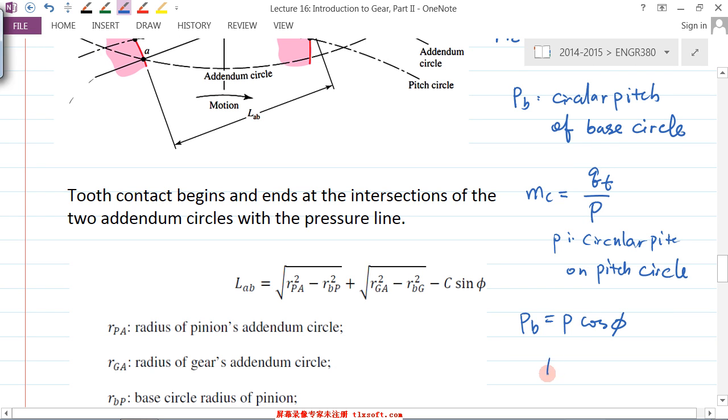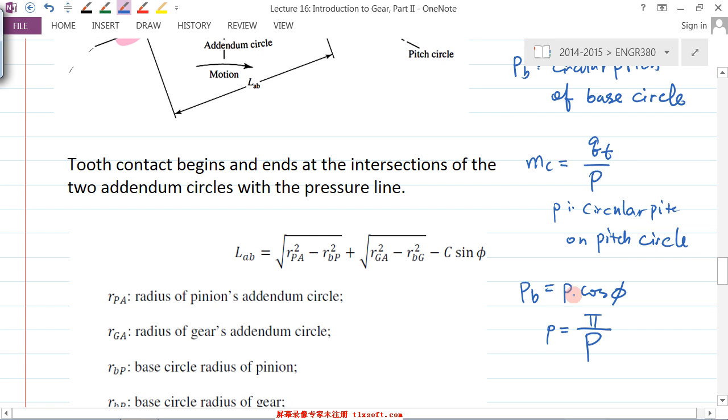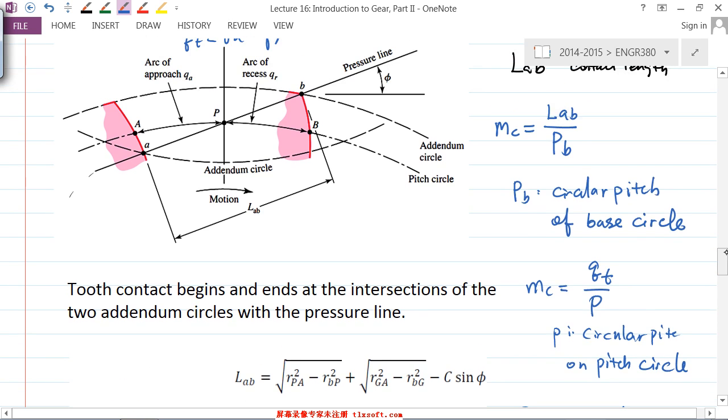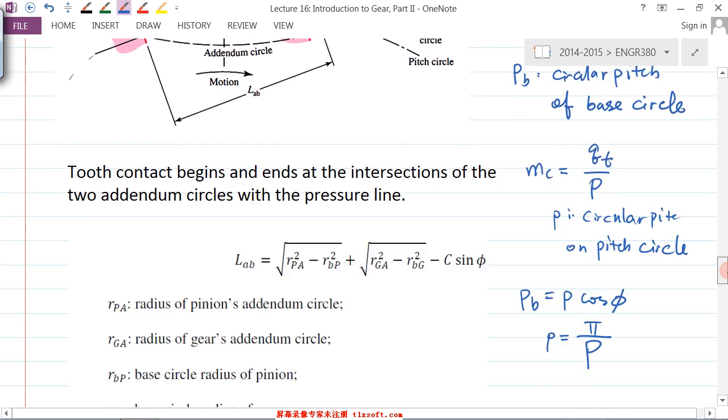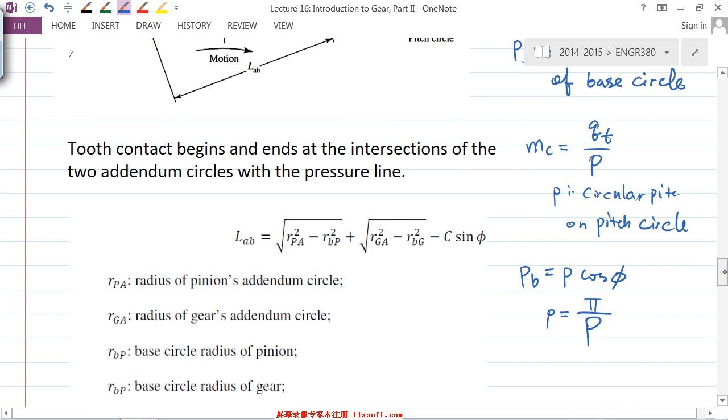Small p is what? Small p equals pi over the capital P, the diametral pitch. So that can be calculated. Once you have that, you can get the circular pitch and you can get the PB. And once you get the PB, you only need to calculate LAB. And the LAB, geometrically, you can see in the lecture notes how it's derived, which is this guy here.